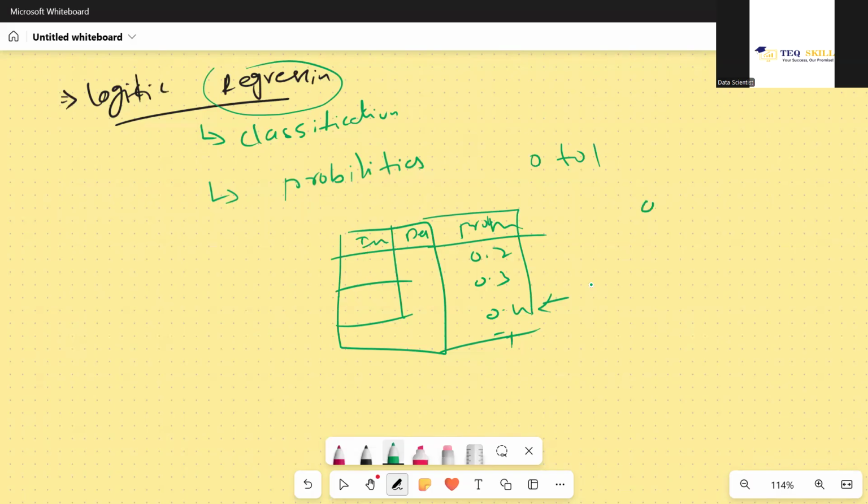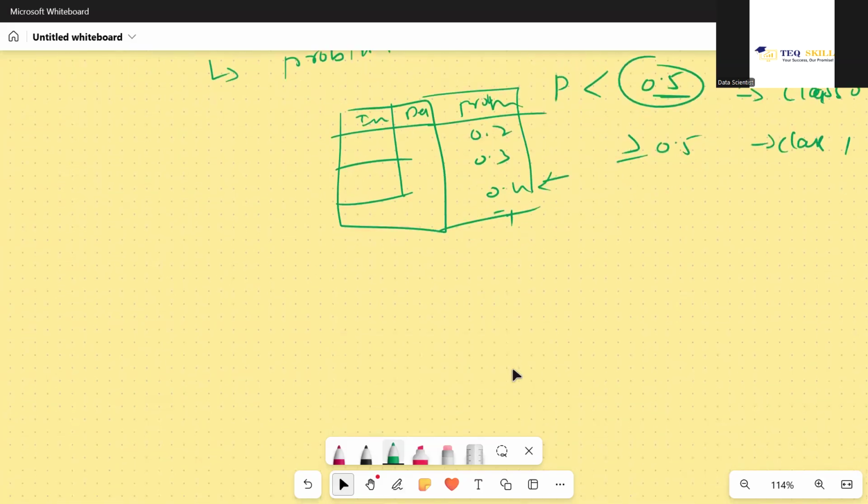Typically we follow 0.5, but this value is set by domain expertise. Typically it is 0.5. If the probability value is less than 0.5, it is class 0. We have only two classes, right? Class 0 or class 1. Class 0 is no, class 1 means yes, two categories. If it is greater than or equal to 0.5, it is class 1. I hope you understood the threshold value, which is approximately 0.5.